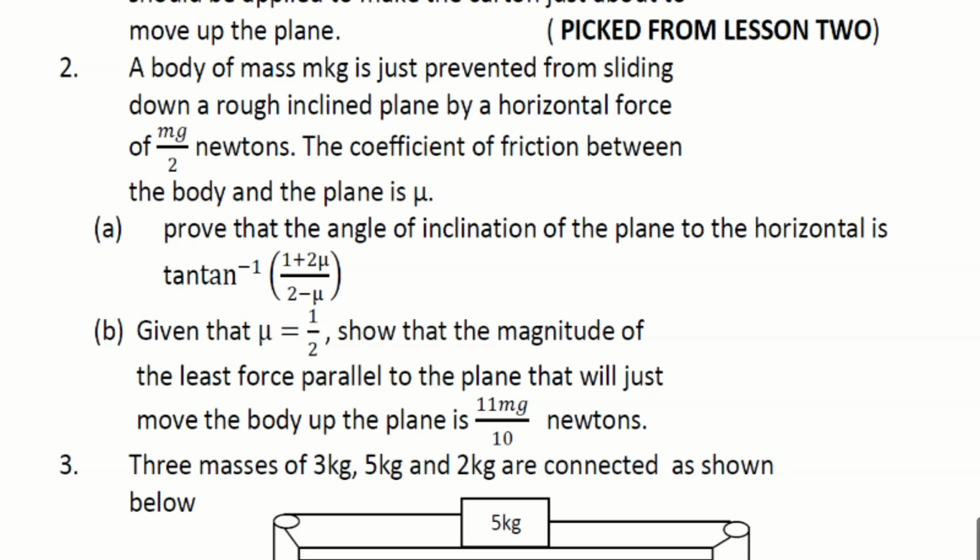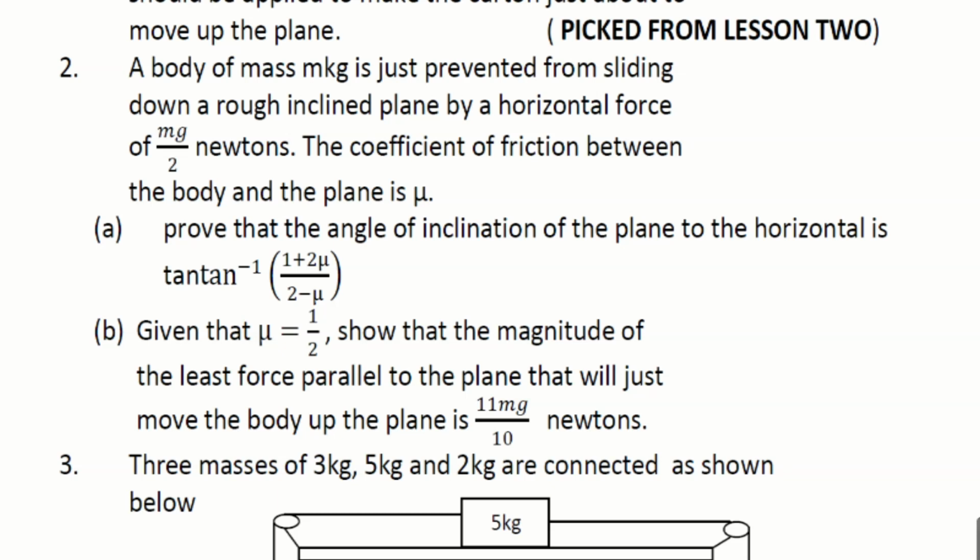We shall move to interpret that number. A body of mass m is just prevented from sliding down. If this body is prevented from sliding down, it means that the frictional force is going to be acting in the opposite direction. So, if they are telling us that the coefficient of friction between the body and the plane is mu, and they are asking us to prove that the angle of inclination of the plane to the horizontal is, I will make a correction there.